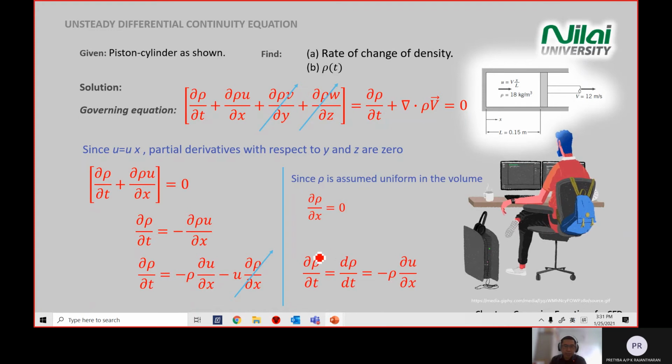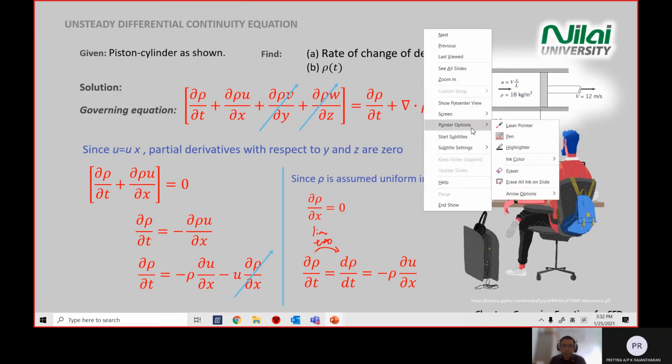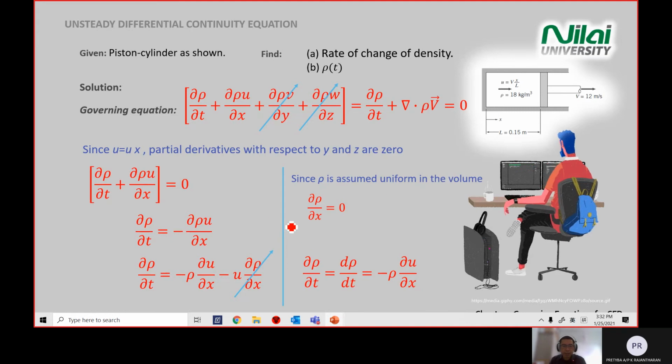We remove the limit, lim t to 0. You can change this del, the partial differential, to the differential d rho over dt, equal to the right hand side that you get on the screen here. You get negative rho del u over del x. Okay, so far we're still dealing with mathematics in the chapter of partial differential equations.